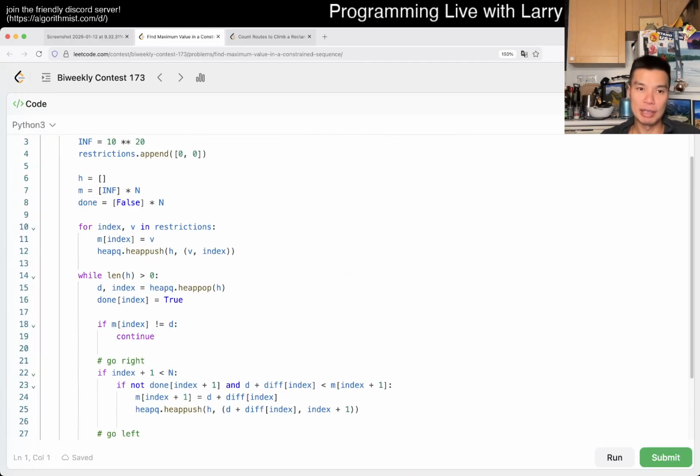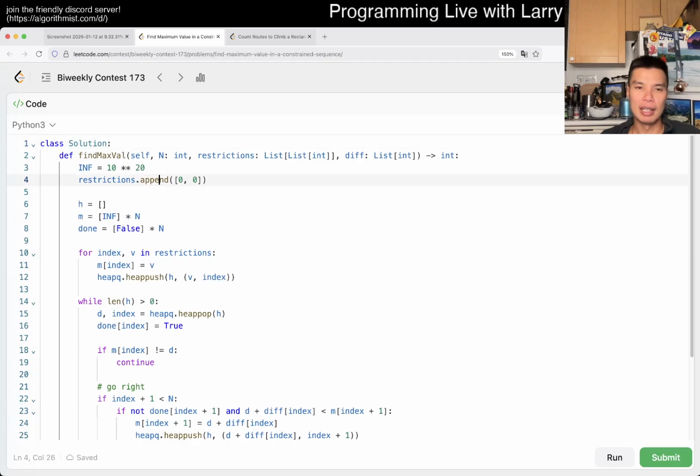But that's basically what I end up doing. I start with the restriction. I just append it as the 0 index at 0, because then I don't have the special case. I just put it in the restriction. Then we just have a heap. We set all the max values to infinity.